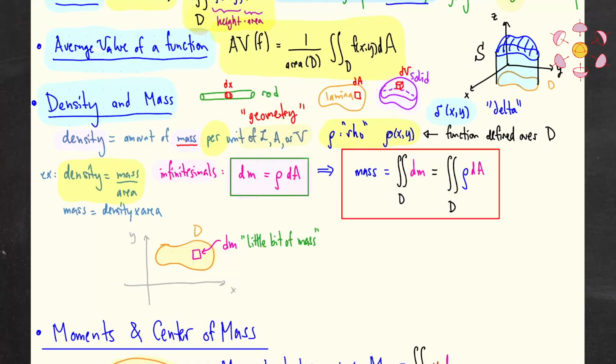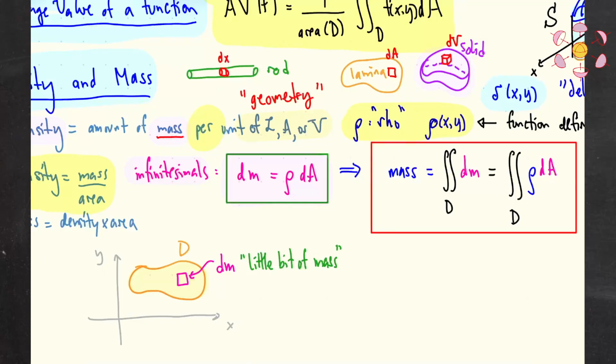dm is going to be a little tiny chunk of mass. I like this notation. We've got a little bit of mass right here. So what is that? Well, we're going to assume density depends on a pointwise sense. So it's just density rho times a little tiny chunk of area. That's just solving the equation density is mass over area. Solve that for mass, and we've got density times area.